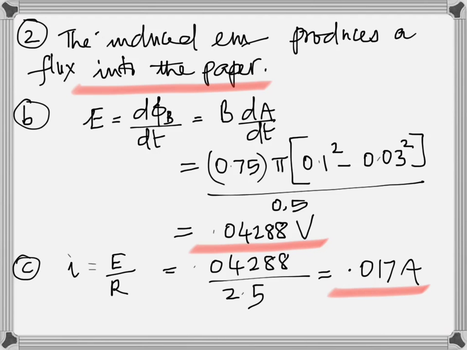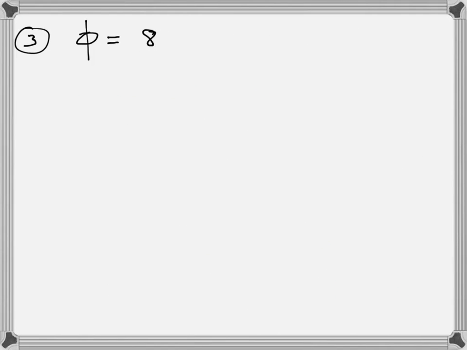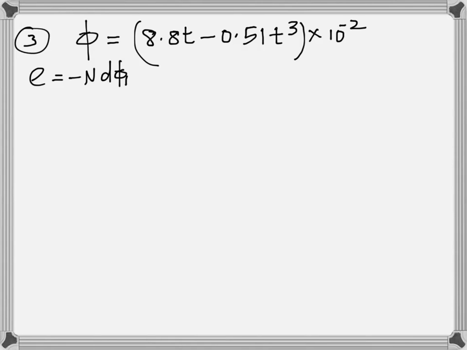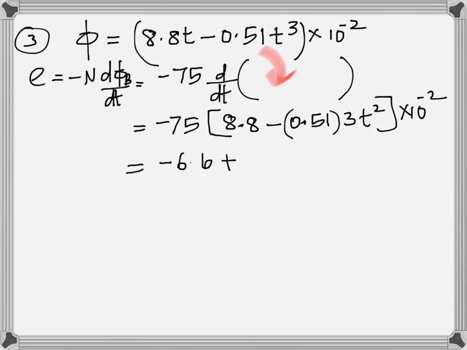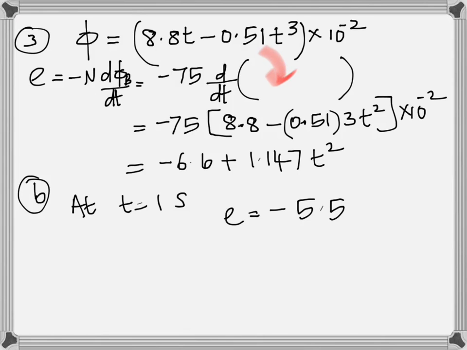0.017 amp. Alright, the third one, direct application. You're given the flux phi, and you have to differentiate that with respect to time, but there are 75 turns, so you have to multiply with 75 and differentiate that. Differential of t cube is 3t squared, and you get that. In the B part, just substitute t as 1 second and then t as 4 seconds in that equation.